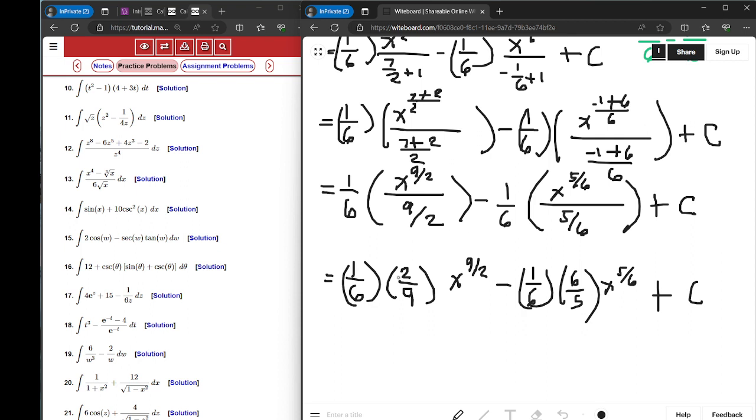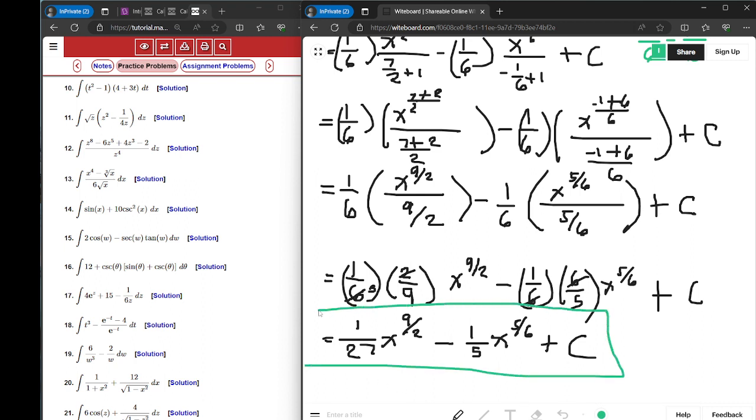Here, we can divide this by 2, and the result is 3. So the result is 1 over 27 x to the power of 9 over 2 minus, we can cancel out 6, that's 1 over 5 times x to the power of 5 over 6 plus c. And this is now our final answer.